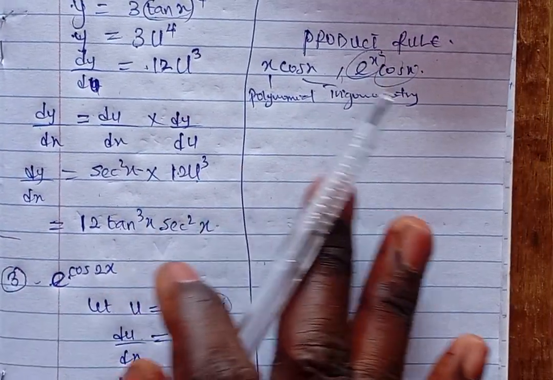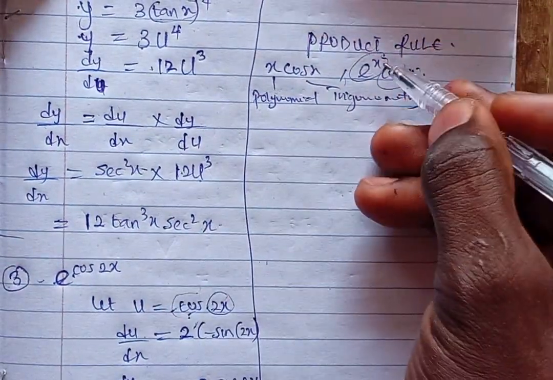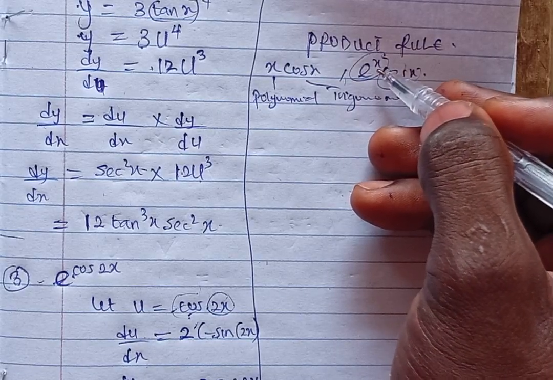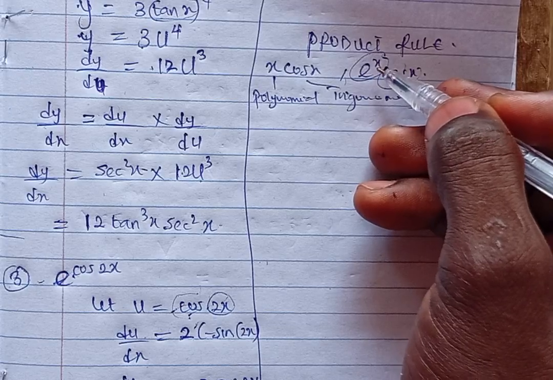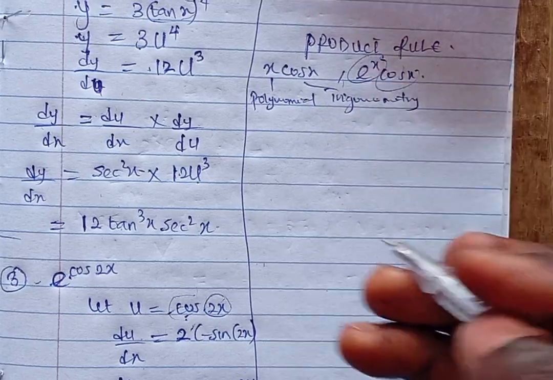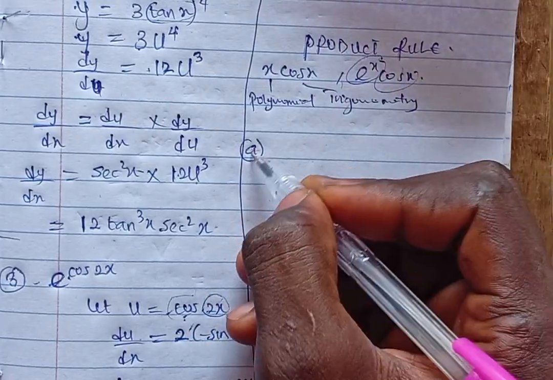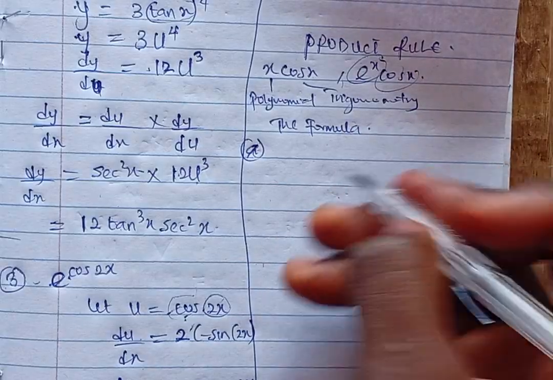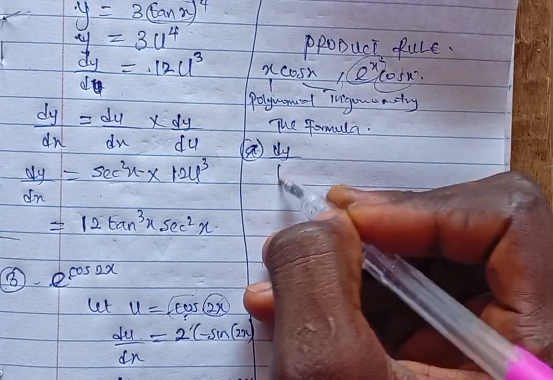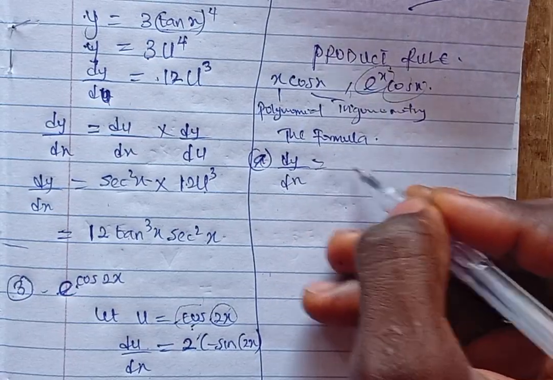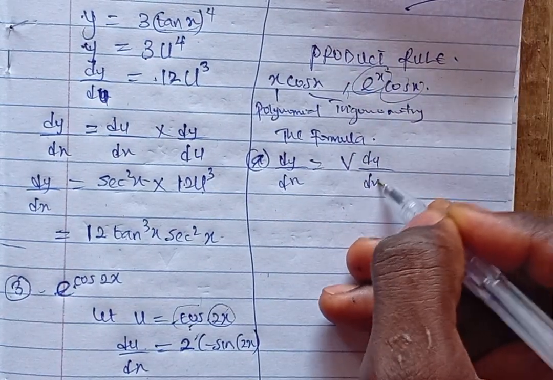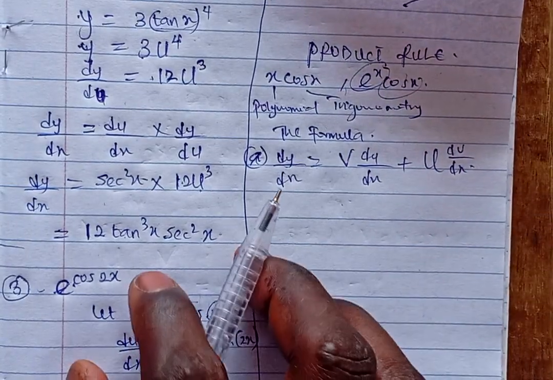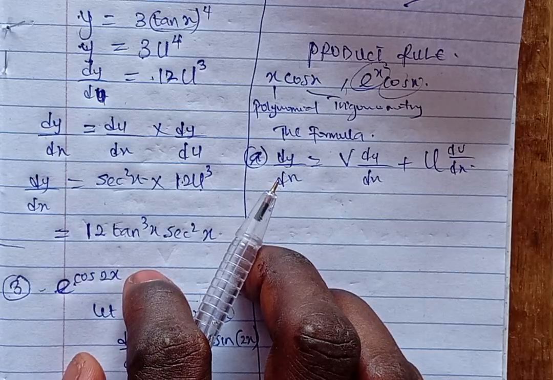So product rule now. So polynomial, they will be joined by multiplication. That's how you make sure you know all these things, because these are the basic things you have to know before you start solving questions on ODE. Now the formula: dy/dx for product rule is equal to phi du/dx plus u dphi/dx. Okay, phi du/dx plus u dphi/dx.